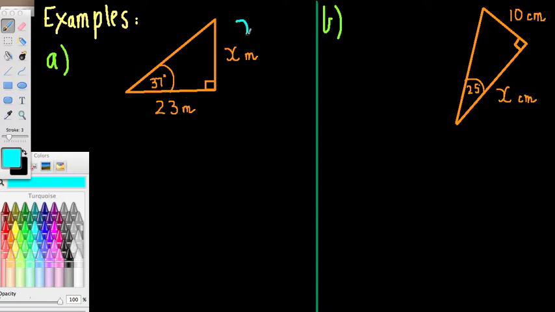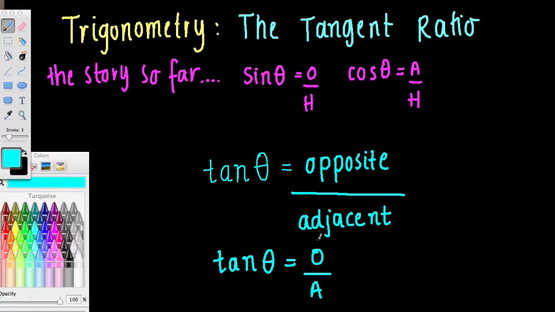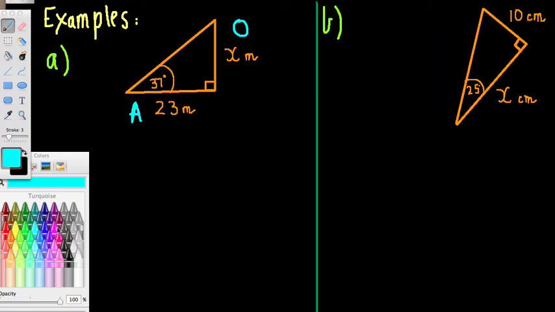Instead, I'll start with this one. Look, it's opposite the reference angle. This one here is next to the reference angle. Next to is the same as adjacent. So I've got O and I've got A. The tangent ratio is the ratio that links those two sides together, O over A. So let's look at that example again. First, I'm going to write the ratio. Tan theta equals O over A.